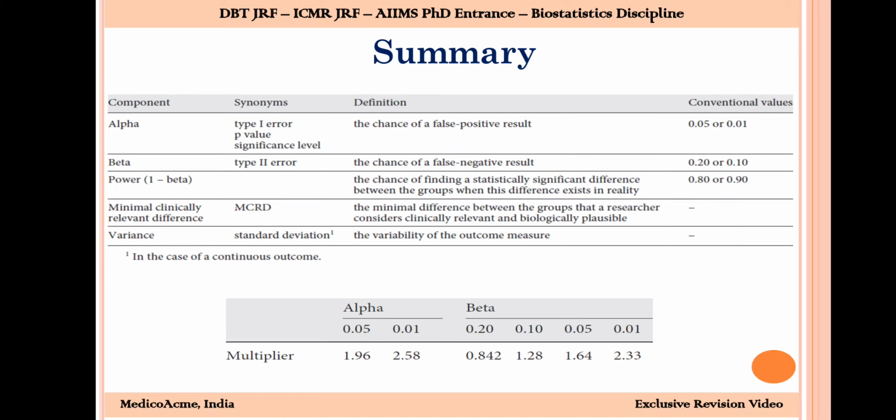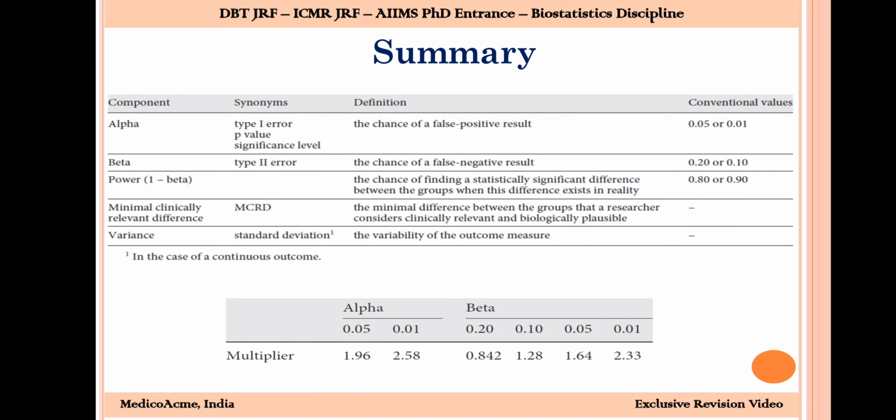The multiplier for alpha 0.05 is 1.96. It is used for the sample size calculation, which we learnt in the fourth or fifth lecture of the biostatistics series. This is the conventional multiplier for everything. For alpha, it is given for 0.05 and 0.01, and for beta 0.20, 0.10, 0.05, 0.01, all the multipliers are given. These are used everywhere while calculating the sample size.